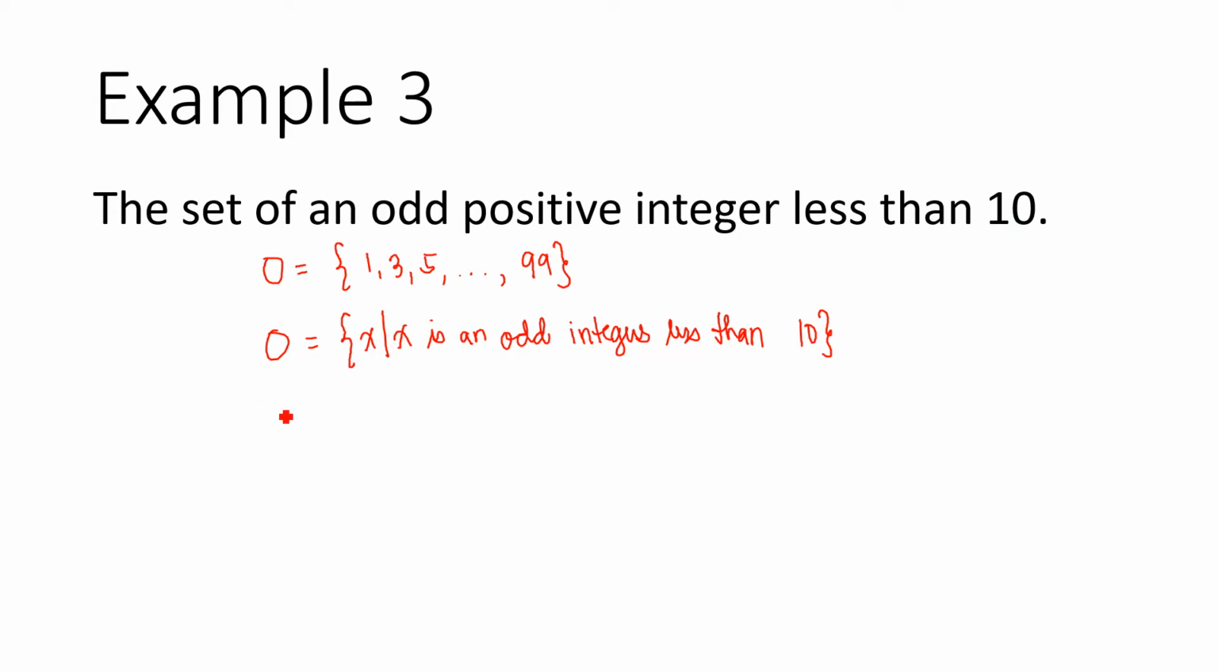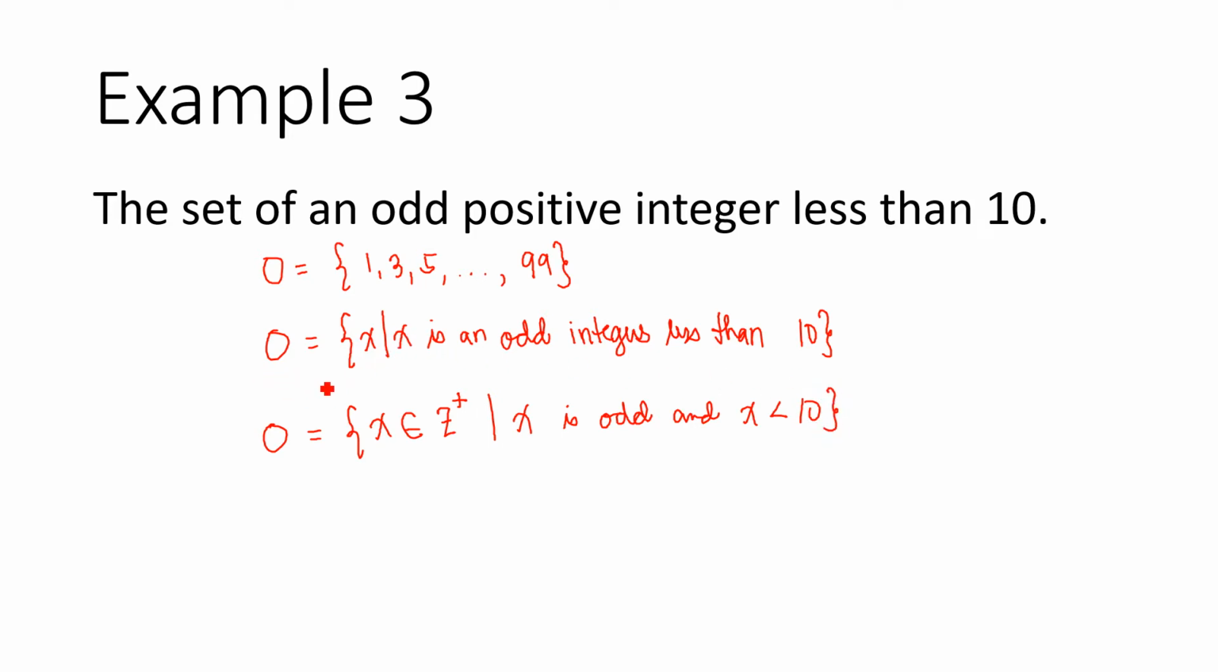Or you could have another way of describing the property of the numbers being described in the problem. So you could have O is equal to a set of x, element of the integers which are all positive, which is x is odd and x should be less than 10.